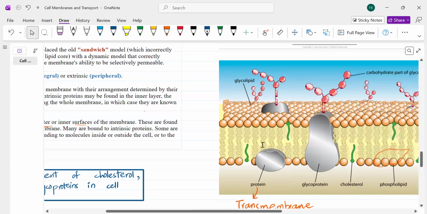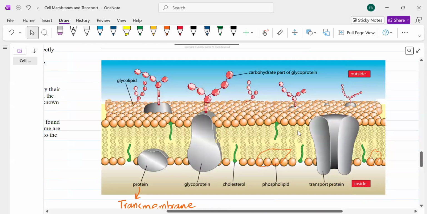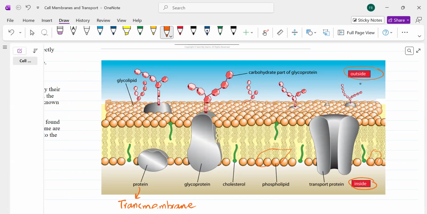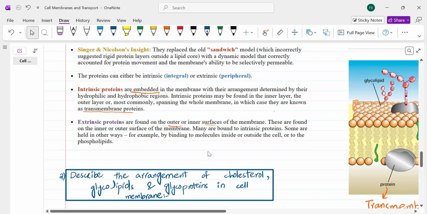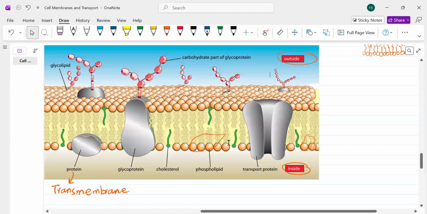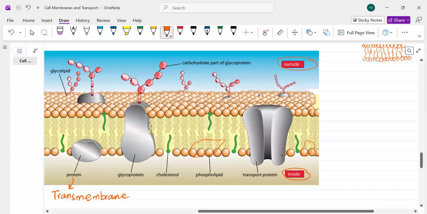But when we talk about the extrinsic proteins, they may be present inside or outside. These proteins will have more interaction with the outside or maybe the inner surface. You cannot say that they are present in the cell. Their interaction will be with the outside or with the inside of the cell.